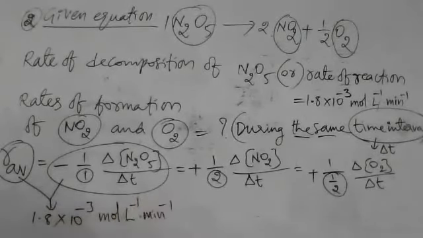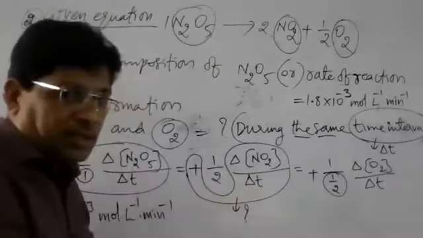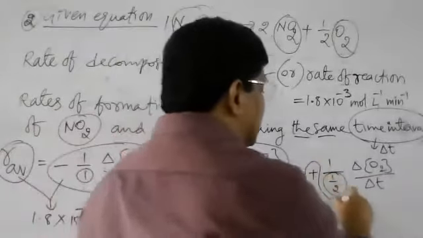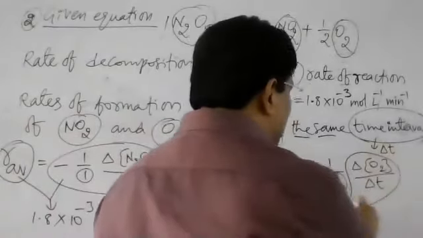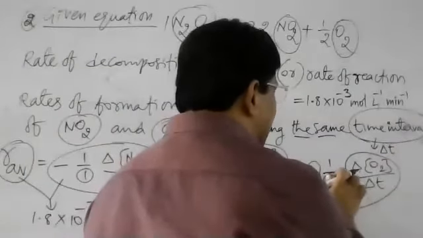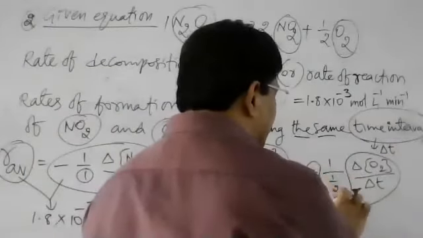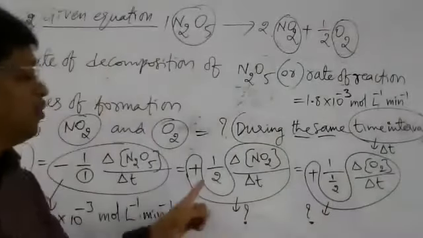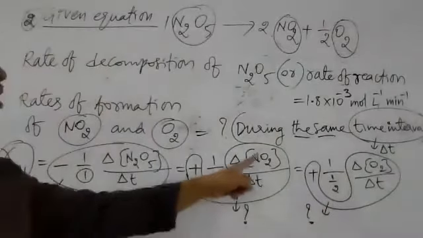So now don't take this 1 by 2 here. Whatever I marked here, plus delta NO2 by delta T, they ask you to calculate. And also this one, plus delta O2 by delta T, they ask you to calculate. So this one and this one, both they ask you to calculate. Is the concept clear? So what is to be calculated here? Plus delta NO2 by delta T.